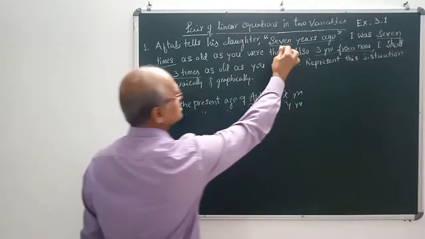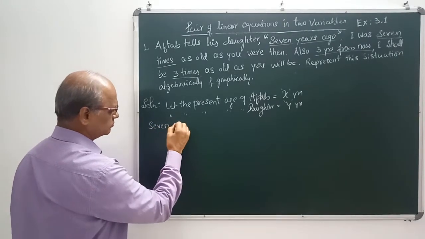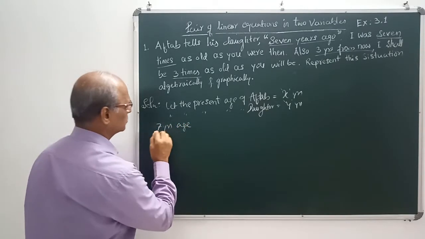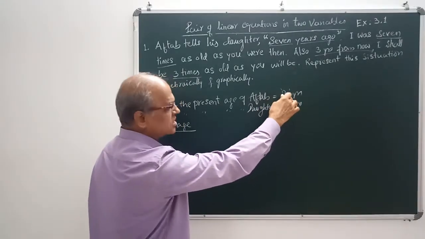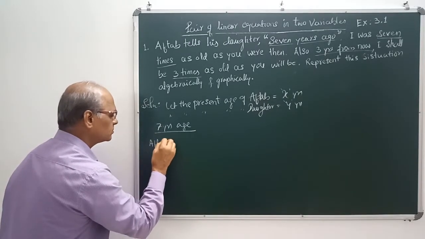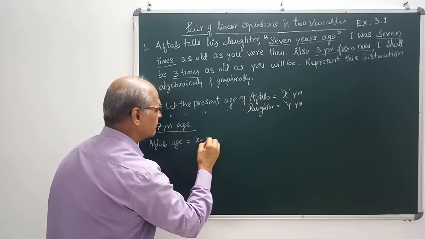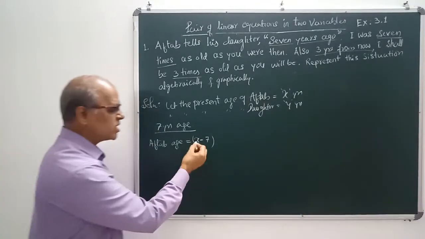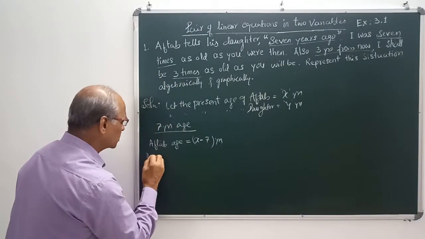Now, what is the first condition? 7 years ago. We have to find that out, and write like this: 7 years ago, first situation. 7 years ago means what? Present age is x years. Seven years ago, that means Aftab's age, what was it? x minus 7 years. Why minus? Because you are going back. Understood? That's why x minus 7. This is Aftab's age. Now, the daughter's.